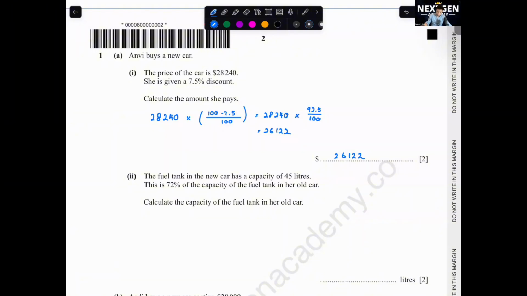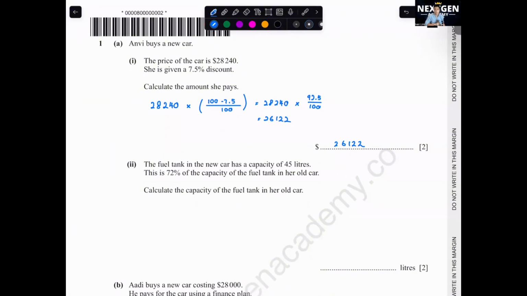Number 2. The fuel tank in the new car has a capacity of 45 liters. This is 72% of the capacity of the fuel tank in her old car. Calculate the capacity of the fuel tank in her old car. When we do percentage, this is called reverse percentage. I want you all to always remember this one thing: your original value will always be equal to 100%. Do you remember this concept? The original value is 100%.